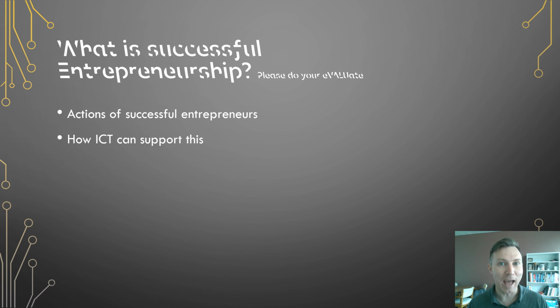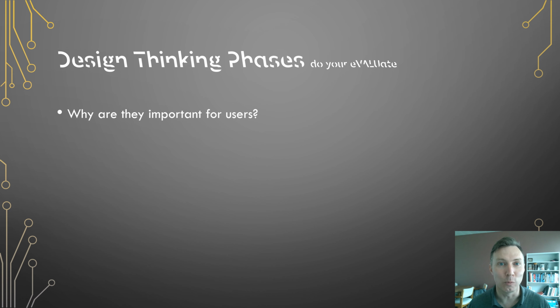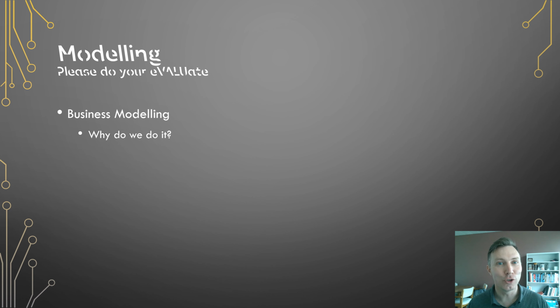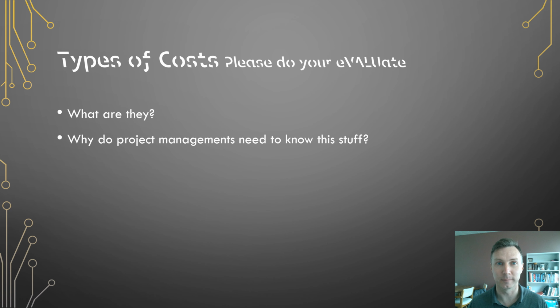You'll need to understand how the actions of a successful entrepreneur can be supported through ICT and know how these attributes help to make entrepreneurs successful. You'll need to know what the phases of design thinking are about, and work out how these phases try to meet the needs of users. You'll need to have an understanding of methods used to gather requirements, as well as what makes them useful or not. You'll need to know about modeling, why we do it, and presented with a diagram, you'll need to interpret it, or presented with data, you'll need to diagram it and then interpret it.